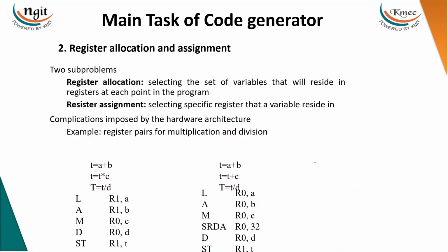And coming to the next one, register allocation. Register allocation means selecting a set of variables that reside in the registers at each point of the program. First, how many variables should reside in the registers, and which register, where. We have to decide how many to store in the registers, which ones, and select a specific register where we store them. So these are the two tasks of the code generator, right?